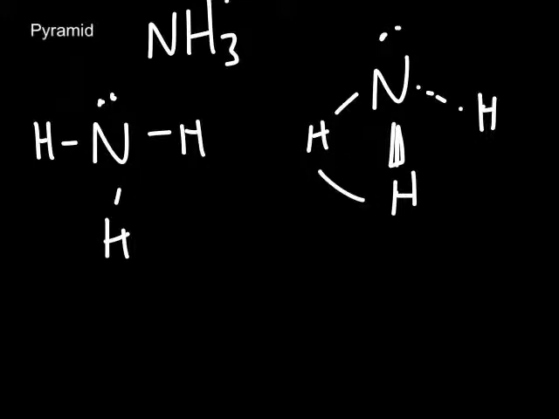The angles on a pyramid molecule are 107. They're not as deflected because they have an extra atom compared to the bent. So bond angles are 107. This is called a pyramid. NH3 is a good example of that.